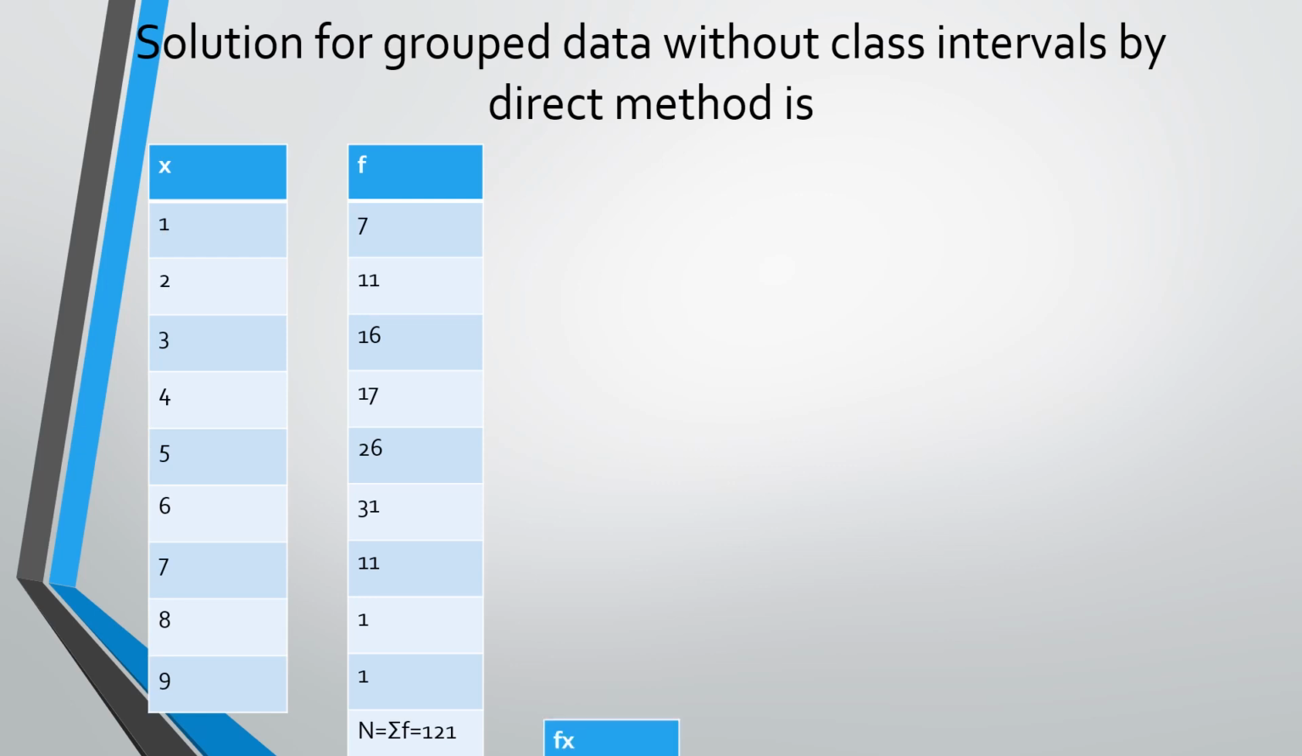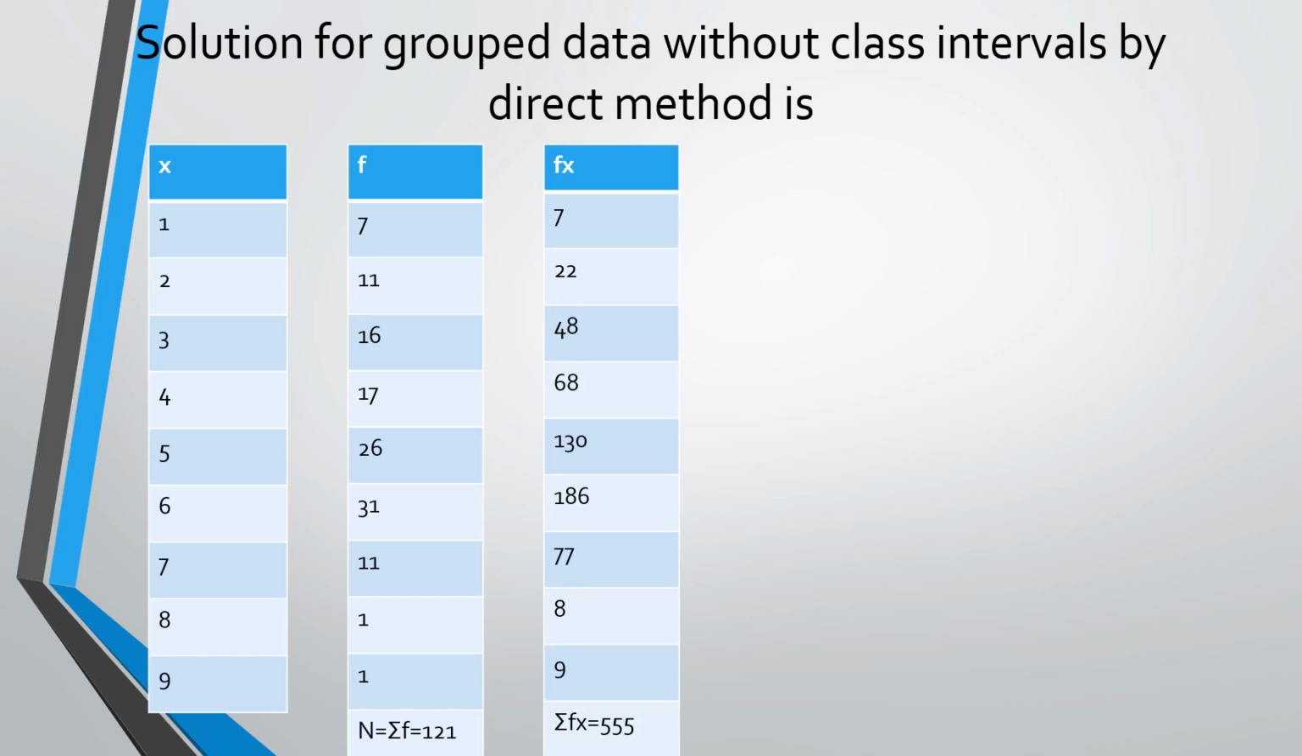Then you need to find the product fx. So x is 1 and f is 7, therefore fx is 1 into 7, which is 7. The next, 2 into 11 is 22. 3 into 16 is 48. 4 into 17 is 68. 5 into 26 is 130. 6 into 31 is 186. 7 into 11 is 77. And 8 into 1 is 8. And 9 into 1 is 9. So altogether the summation is 555.